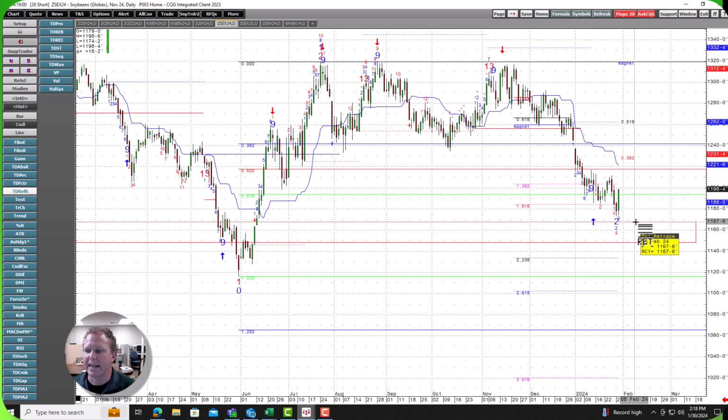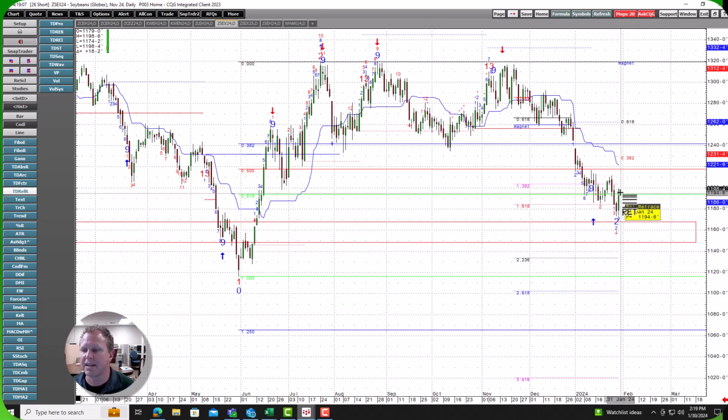So we didn't quite get down into this box, but we've been talking about this. We want this box to hold and really mean something. Otherwise, it's going to open up lower levels, in our opinion. But today's action was good.